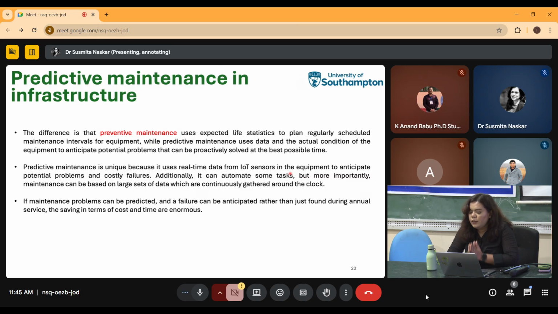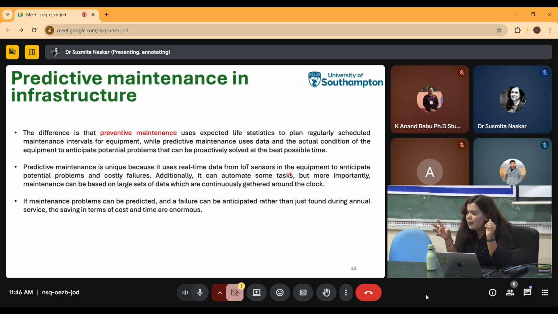So think about a car: every few months you go to the mechanic and try to understand whether there are some issues, and then you rectify the issue, right? That is called preventive maintenance. But what if there are already some internal issues which you are not able to see? That's where predictive maintenance comes in, compared to preventive maintenance.